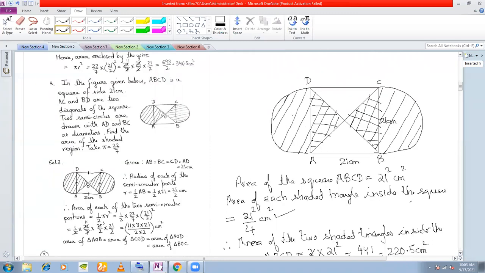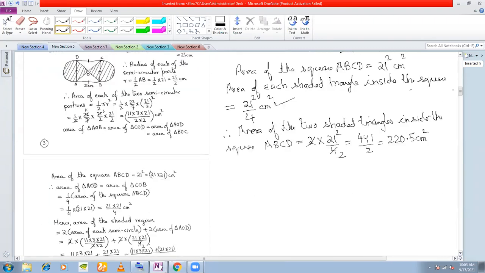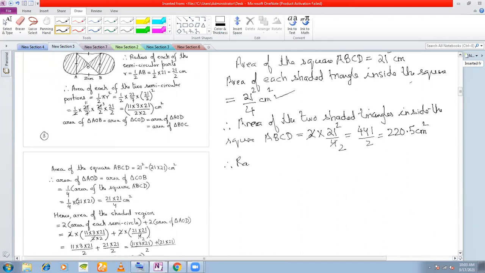Now we have to find out area of the semicircle on each side, on each semicircle. Okay, let us consider this semicircle here. If you see, this is the diameter, right? Which is 21 centimeter. So what should be the radius of each semicircle? Half of the diameter. Therefore, radius of each semicircle is equal to 21 by 2 centimeter. Keep it at 21 by 2. It is a fraction. It will be easier to work with.